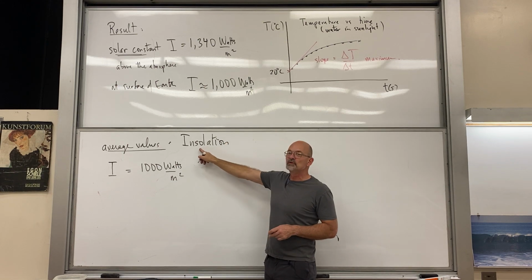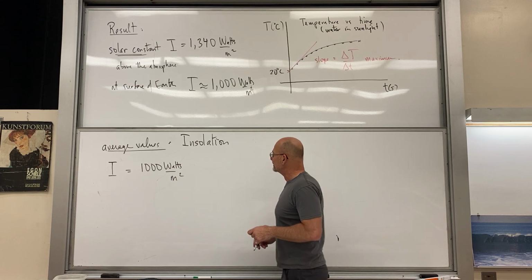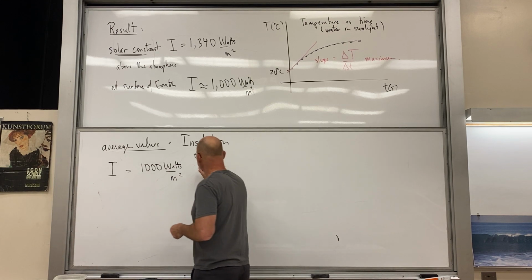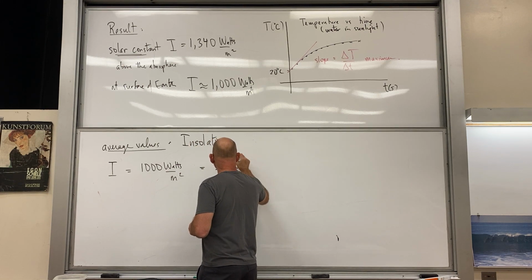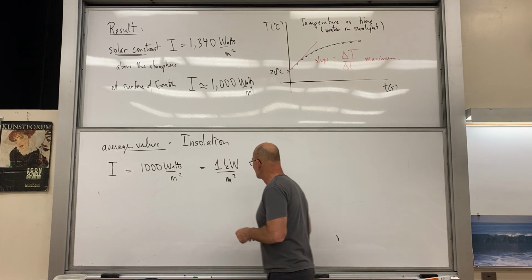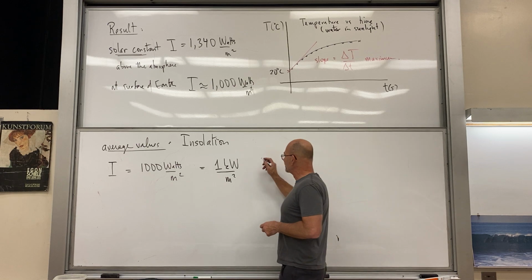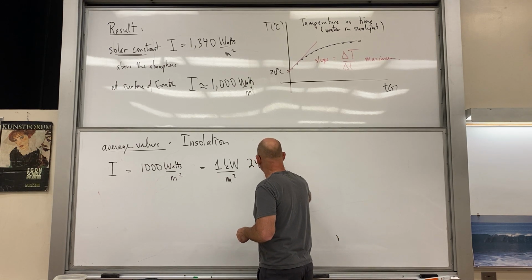Insolation, not insulation, but insolation. S-O-L refers to the sun. So we've got 1,000 watts per square meter equals 1 kilowatt per square meter. Okay. Now we could say we have 24 hours per day.